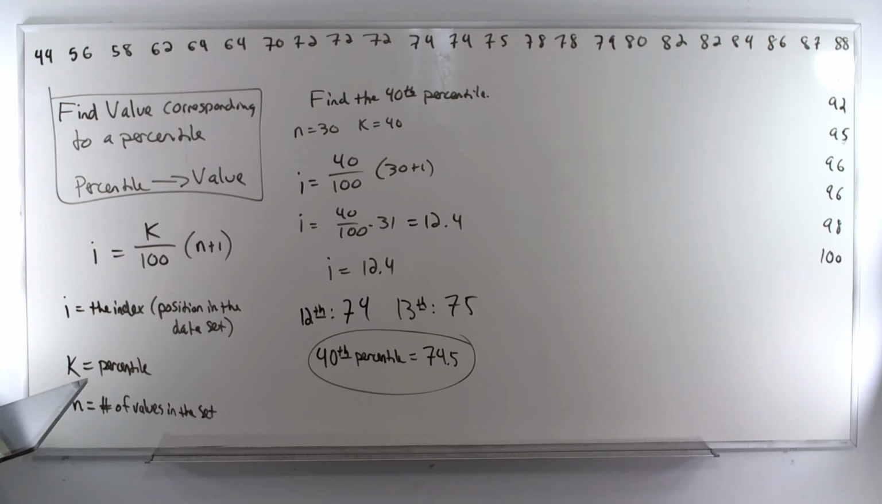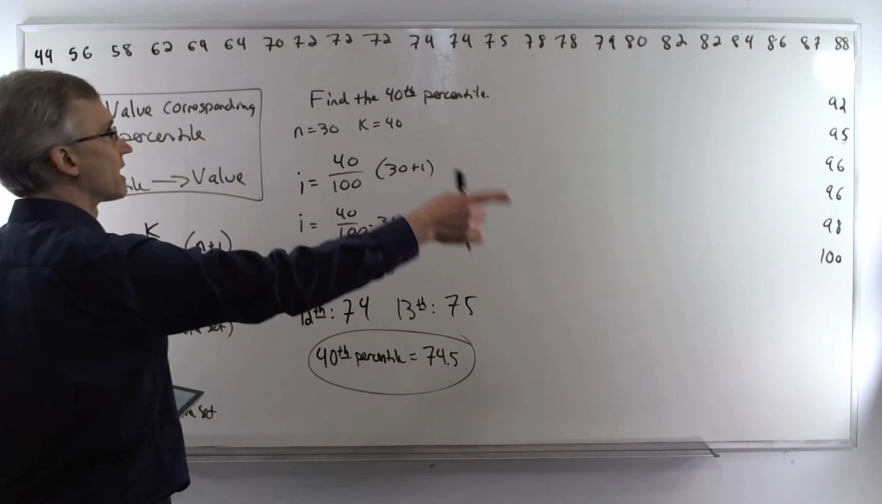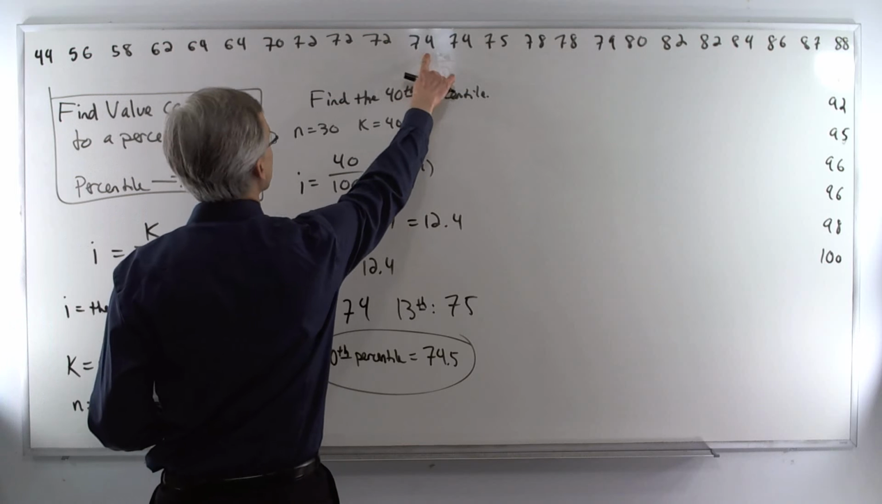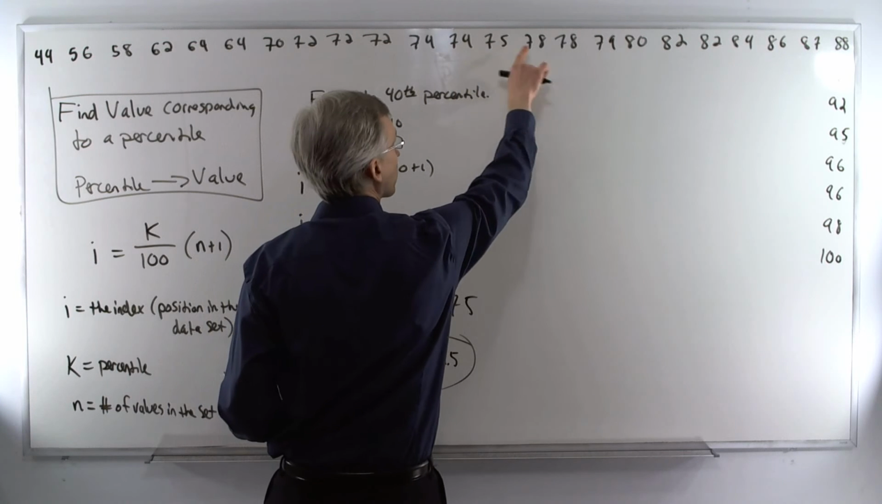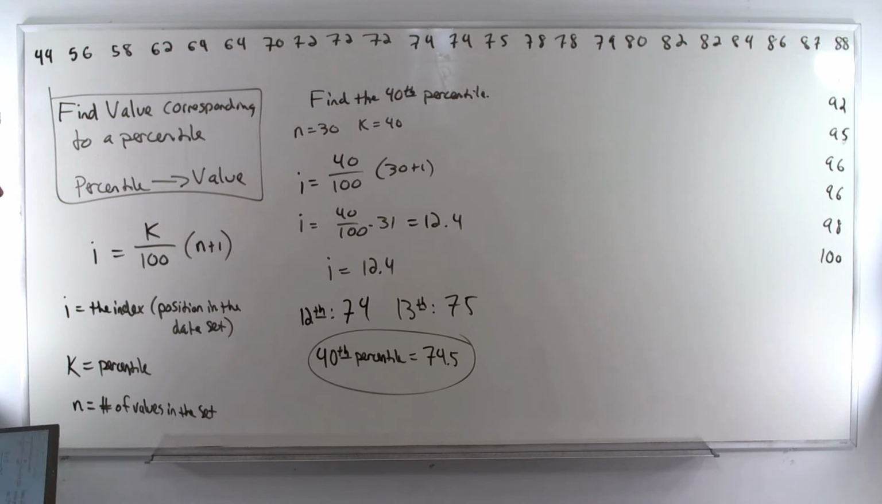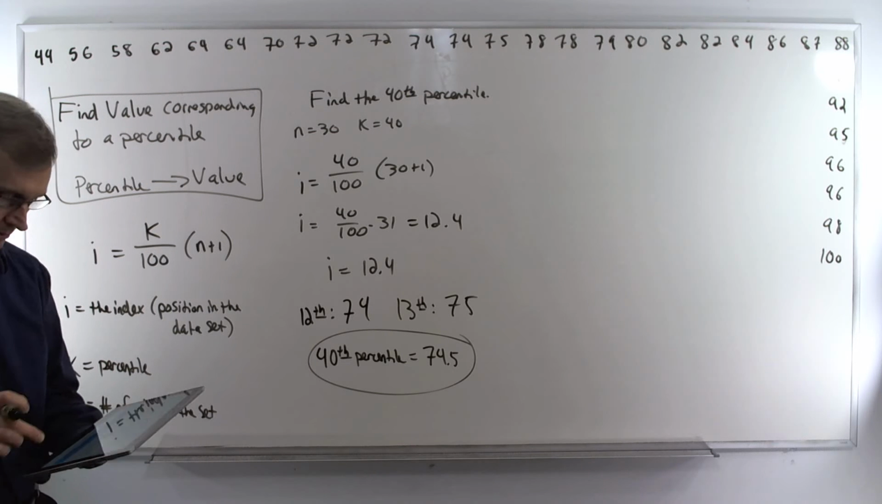Now what this means is 40% of the scores in this data set are going to be less than 74.5, and 60% of the scores are greater. And that's the meaning of the 40th percentile.